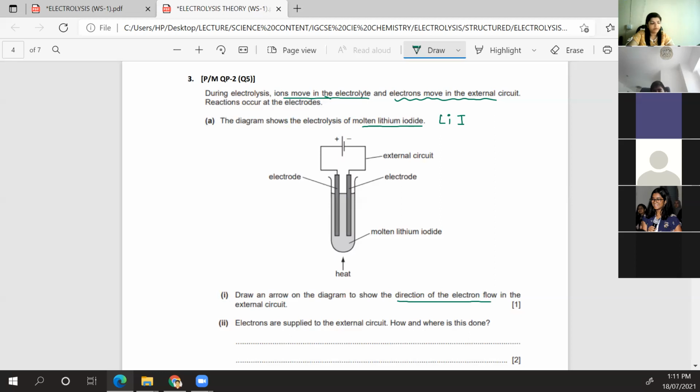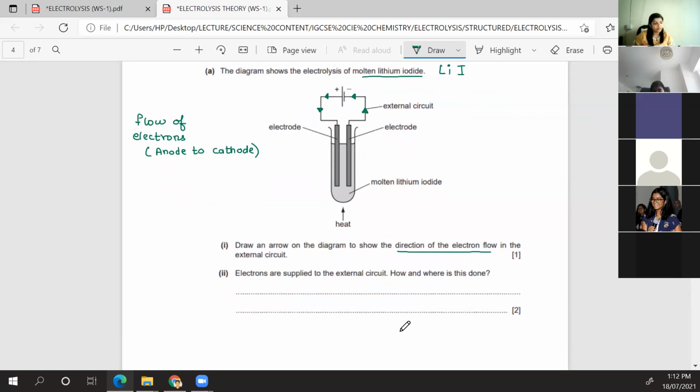Miss, from left to right? From left to right means from negative terminal to positive, or from anode to cathode? Anode to cathode. Yeah, remember, the flow of electrons will be from anode to cathode. So it will be like this. Because anode is what? Loss of electrons, and who is gaining the electrons? Cathode. So anode will lose electrons. From there, electrons will travel to cathode, and that is how the flow of electrons is.